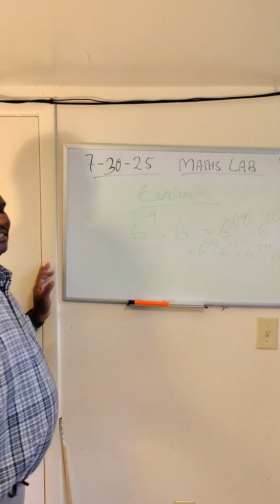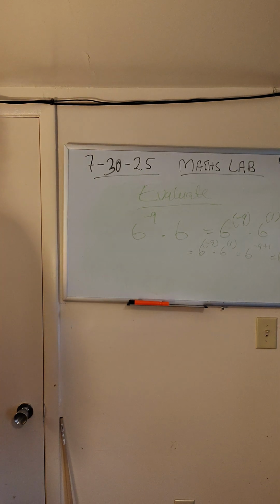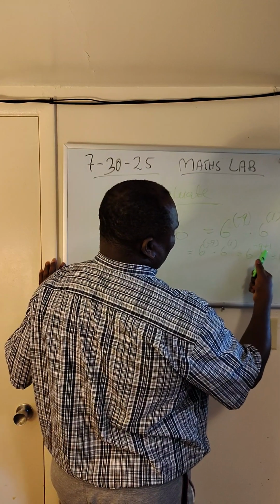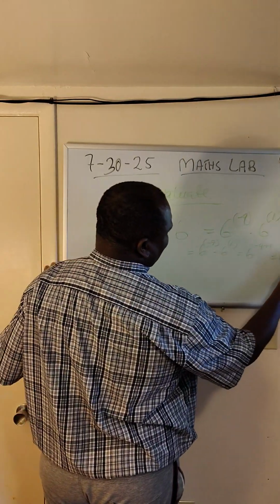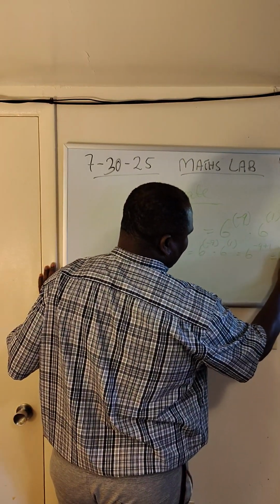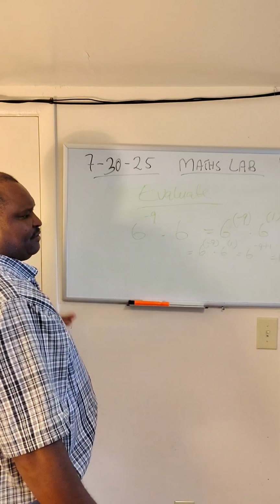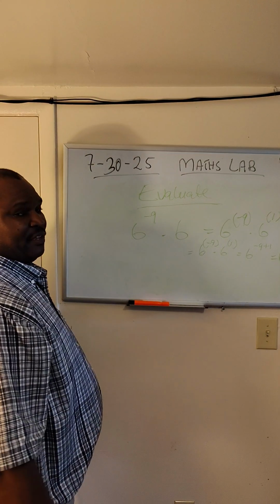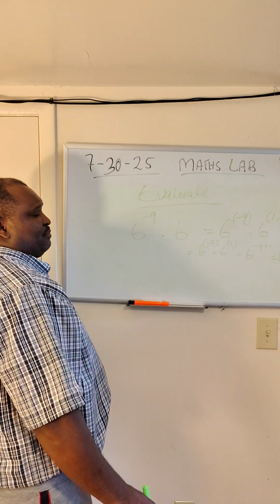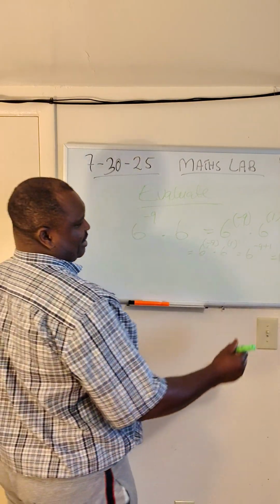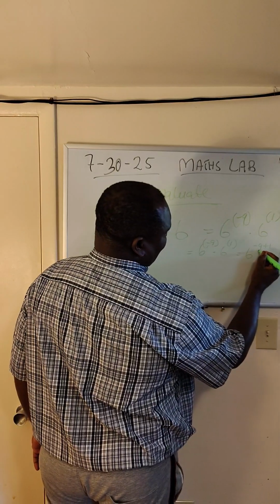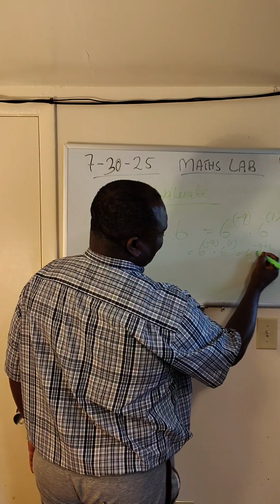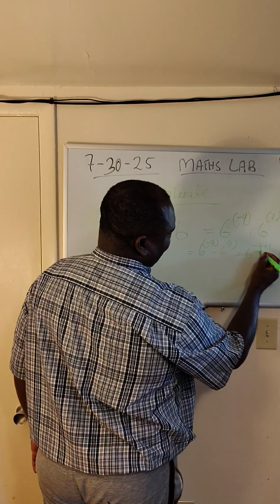Is it 8 or -8? So now 6 raised to the power of -8. Because here -9 plus 1 gives us -8. And the reason is that we are subtracting.